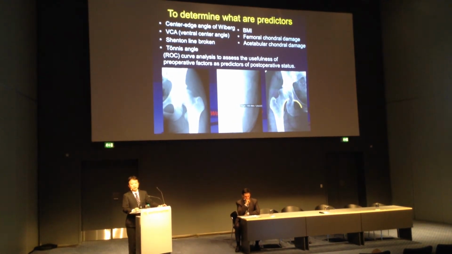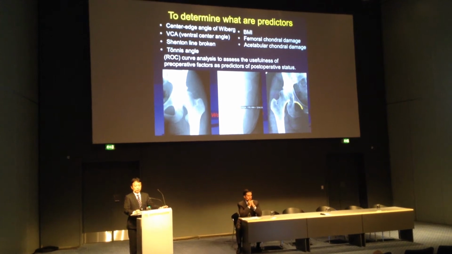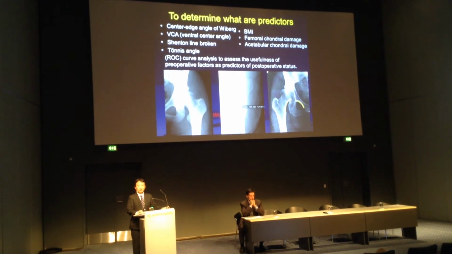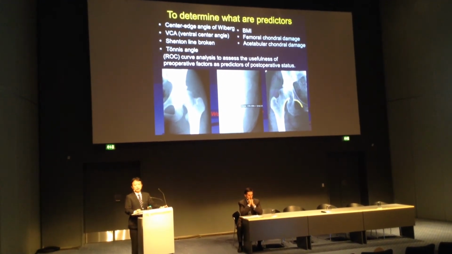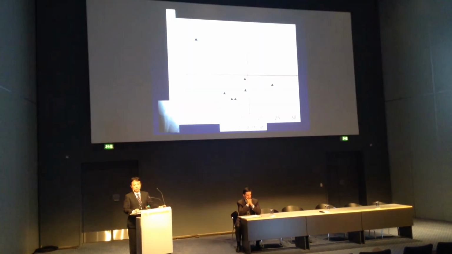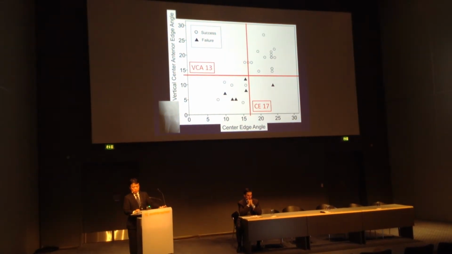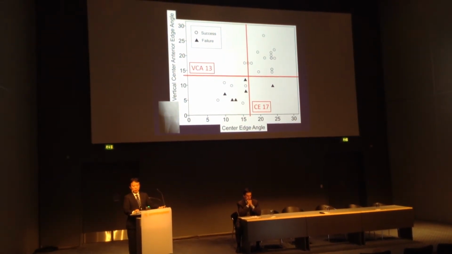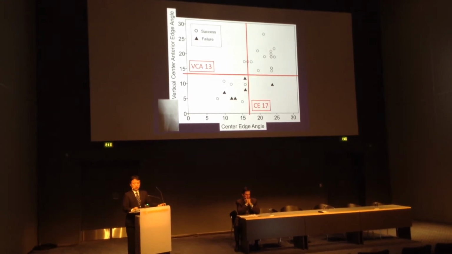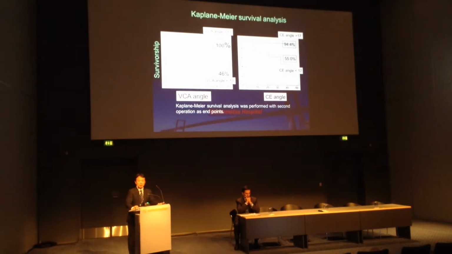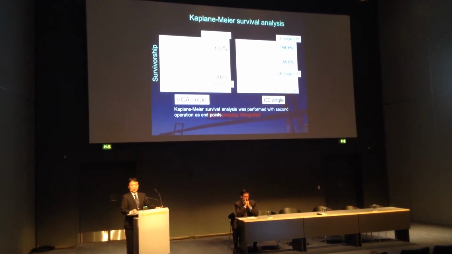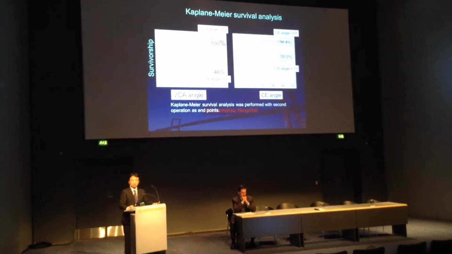To determine the predictors, we investigated these parameters: CE angle, VCA angle, broken Shenton line, BMI, and chondral damage, and used ROC curve analysis to assess the usefulness of preoperative factors as predictors of postoperative status. This slide shows the distribution of VCA angle versus CE angle. The triangle dots show the patients with failed clinical outcome. The ROC curve determined the cutoff values of VCA angle 13 degrees and CE angle 17 degrees.